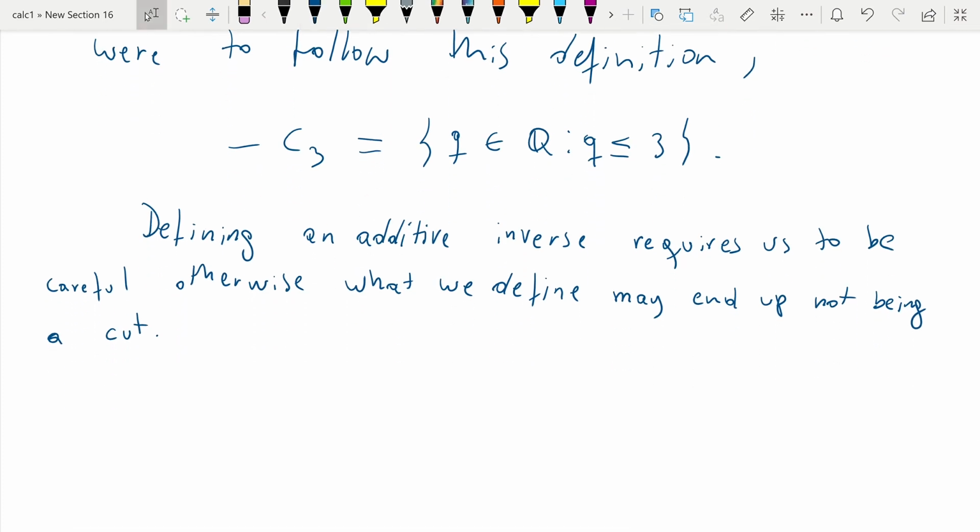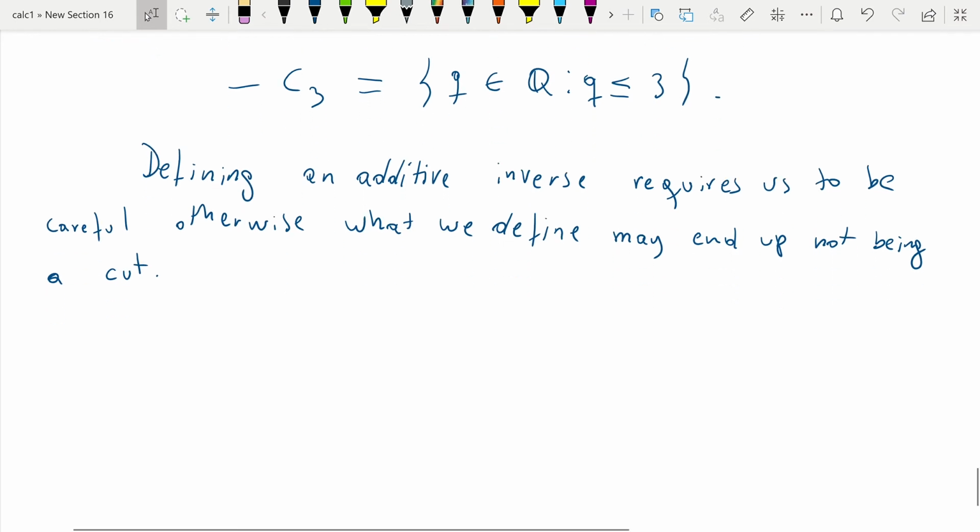Of course, when we define the inverse, we don't want that definition to give us something that's not a cut. Otherwise, we will not be able to operate. So the operations and everything that we do for cuts must be completely self-contained within those subsets of the rational numbers. If not, then there's no inverse among Dedekind cuts for arbitrary Dedekind cuts. So what is a good definition then?